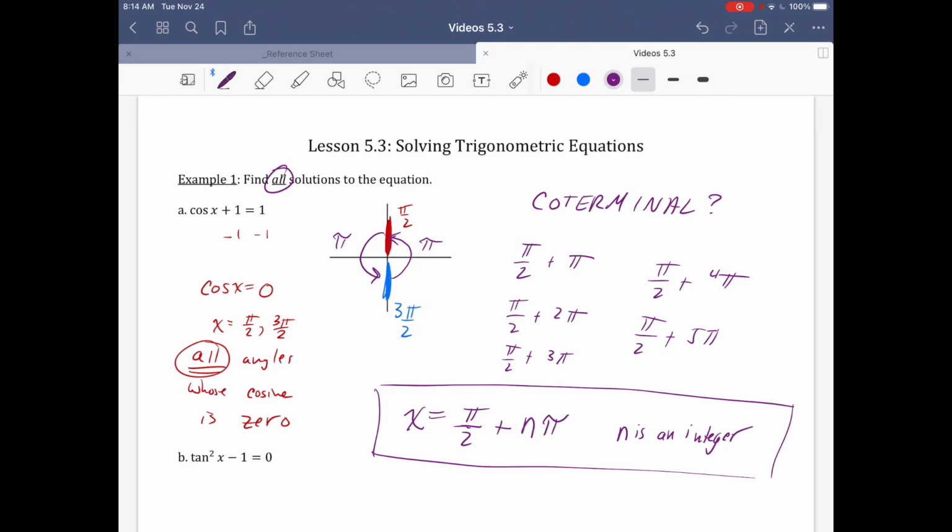In the next video, we'll look at a couple more examples of finding all solutions to a trigonometric equation. And in class, we're going to look at how to do this graphically.